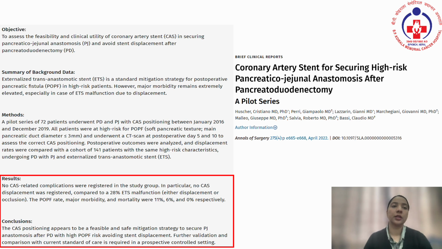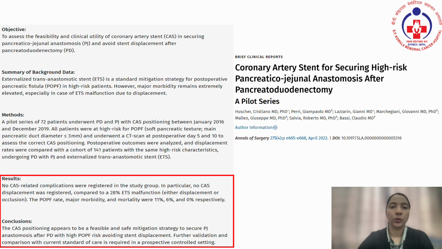And another is a recent article where they have taken 72 cases where they have kept a coronary artery stent at the pancreatojejunostomy site, and as per them, none of the cases had migration of the stent, which they assessed postoperatively on day 5 and day 10, and no grade C pancreatic leak has been seen, and the mortality is 0% and the POPF rate is only 11%.